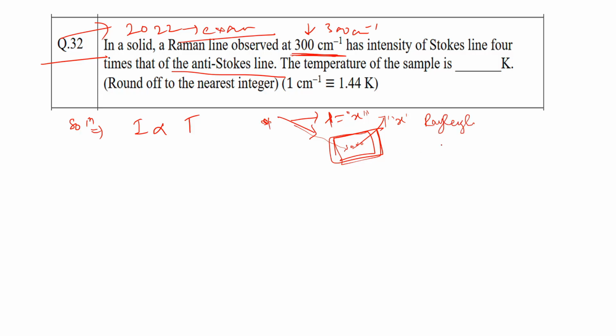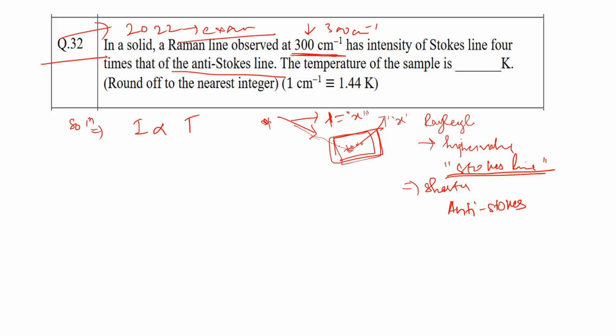And if after scattering we get a wavelength of higher value, that means we are getting Stokes lines. And if we get a wavelength of shorter value, then it is anti-Stokes line. We observe Stokes line when the material absorbs some of the energy of this light and moves to an excited state.